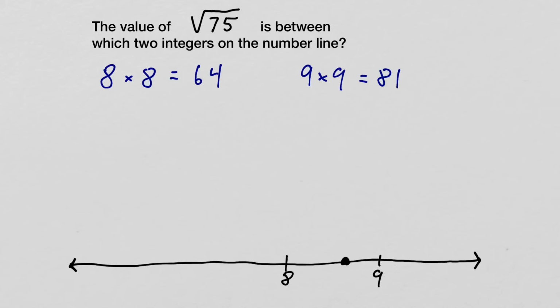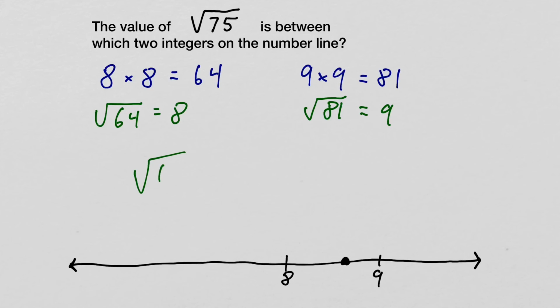Now, if you're still not certain how square roots work, maybe let's look at it backwards. Rather than writing 8 times 8 is 64, maybe it would help to look at the square root of 64 is 8, because 8 times 8 is 64. I guess the same thing you could do over here. The square root of 81 is 9, because 9 times 9 is 81.